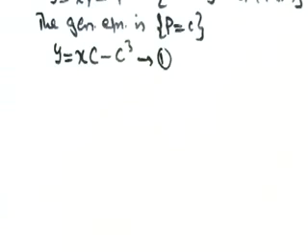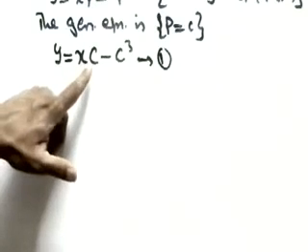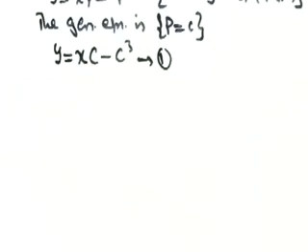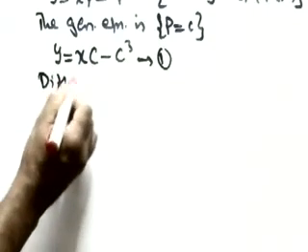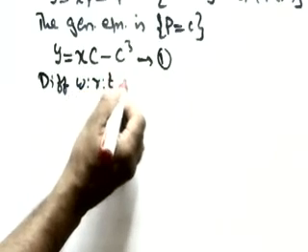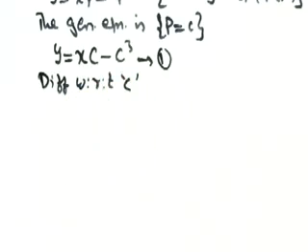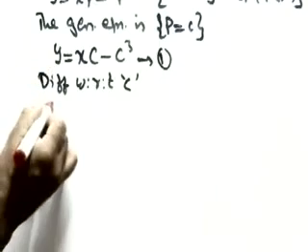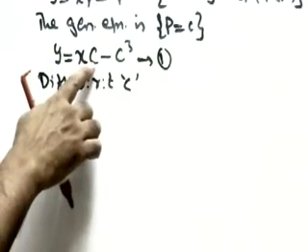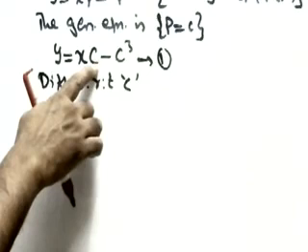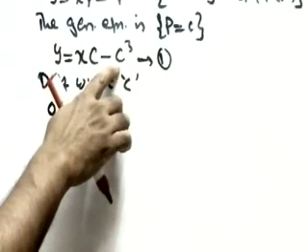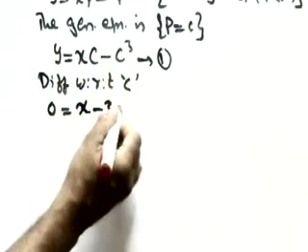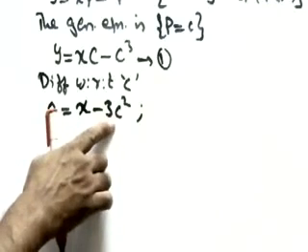Now I got the general equation. Let me call this equation 1. Now we have to find the singular solution. For singular solutions, differentiate this with respect to c. Differentiate with respect to neither x nor y, but with respect to the constant c. Here we don't have c, so the left side becomes 0, equals d by dc of c, which will be 1, like d by dx of x is 1. So 1 into x, minus, in the same way, d by dx of x cube is 3x square, so this will be 3c square.